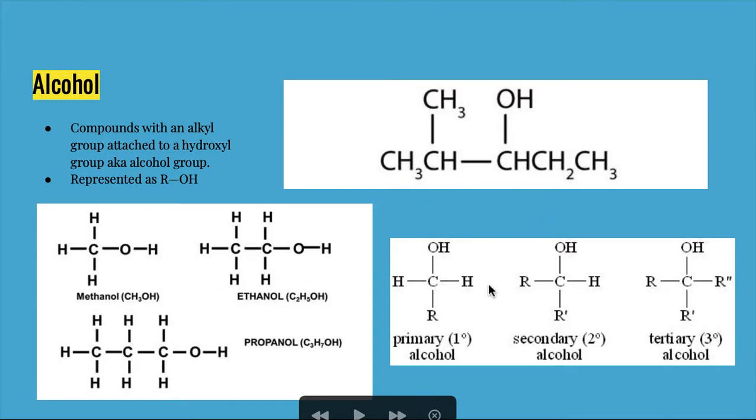And again, alcohols also have that primary, secondary, tertiary classification, and it's the same kind of rules. So you look at the carbon that the alcohol group is attached to, and you see how many R groups that carbon is attached to. So if it's attached to 1, it's a primary. If it's attached to 2, it's secondary. If it's attached to 3, it's tertiary.